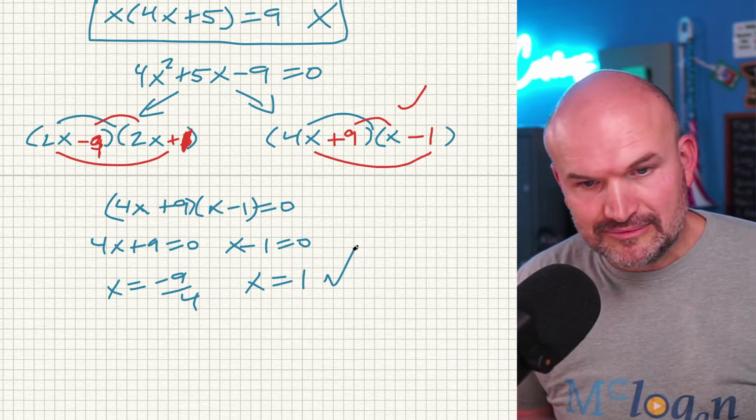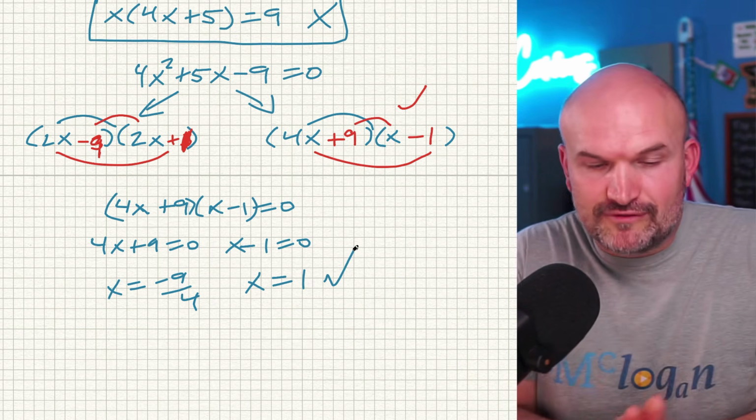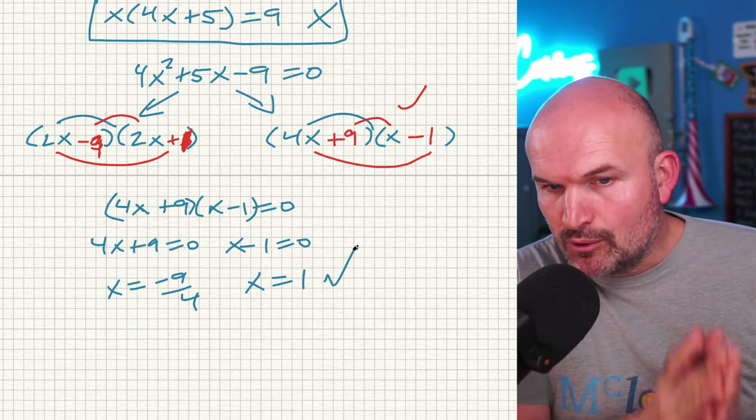So there you go, ladies and gentlemen. That is kind of our evolution from going from linear equations to solving quadratic equations.